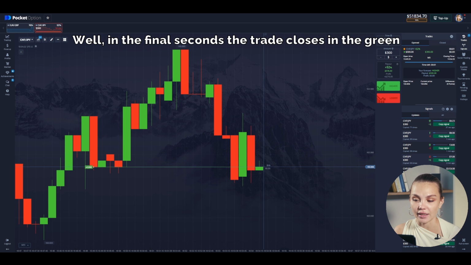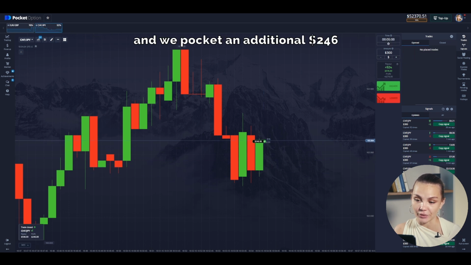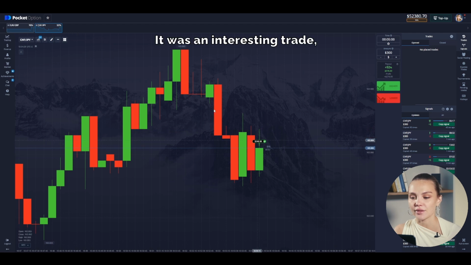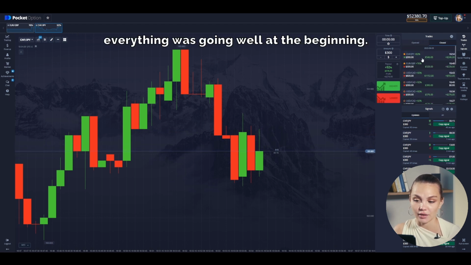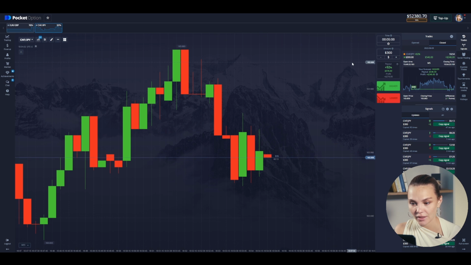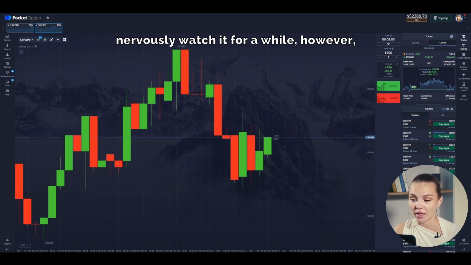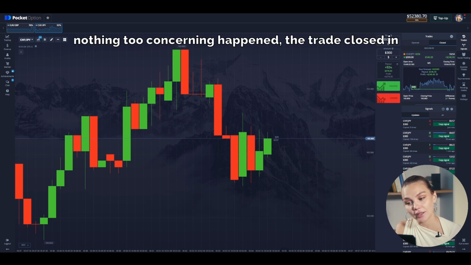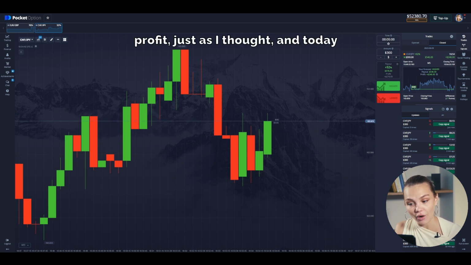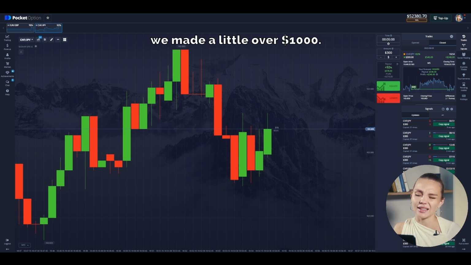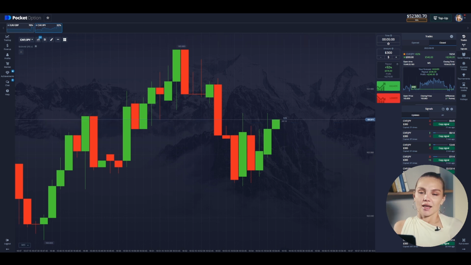Well, in the final seconds, the trade closes in the green, and we pocket an additional $246 in profit. It was an interesting trade. Everything was going well at the beginning, but then the price started to correct, and I had to nervously watch it for a while. However, nothing too concerning happened. The trade closed in profit, just as I thought, and today we made a little over $1,000. I guess it's worth the nerves.